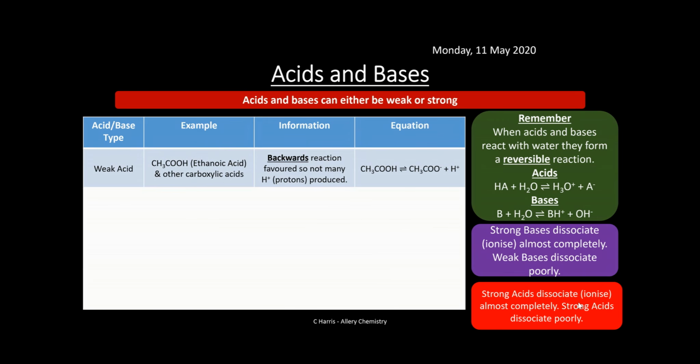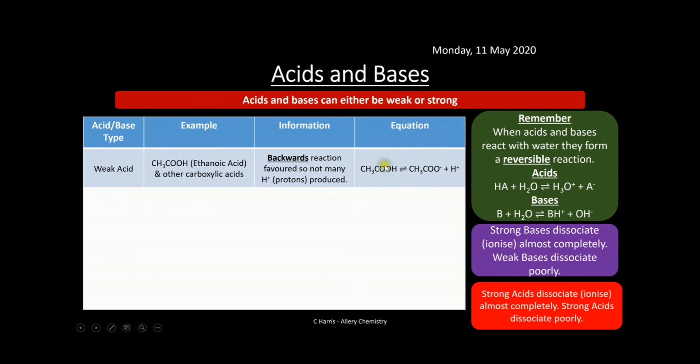Let's have a look at a weak acid example. A weak acid is something like ethanoic acid, which is a carboxylic acid. What this means from an equilibrium point of view is, if we have a look at our reaction here, here's our carboxylic acid, in this case ethanoic acid, it's in equilibrium with the ions. Obviously it dissociates, but because it's a weak acid, equilibrium lies well over to the left. So we don't have much of these, but we have a lot of these.